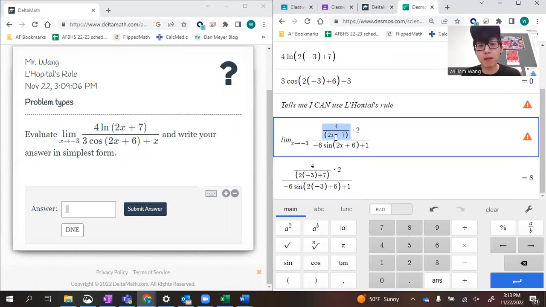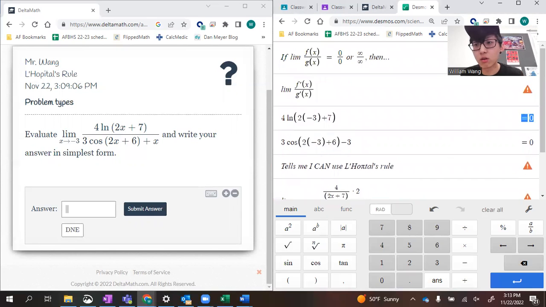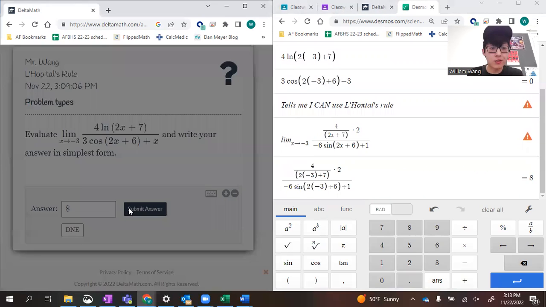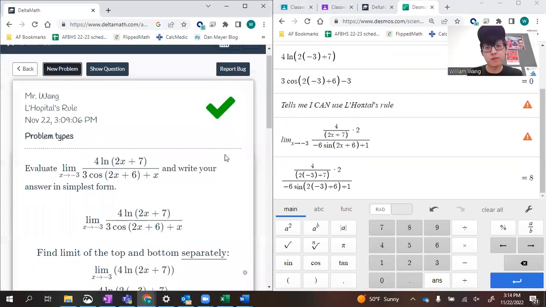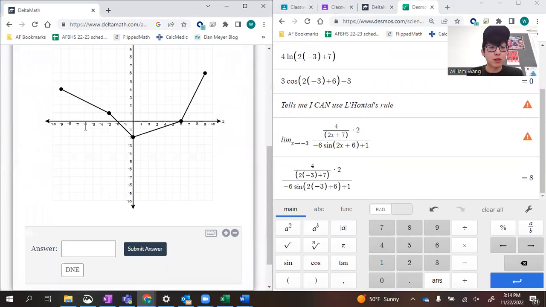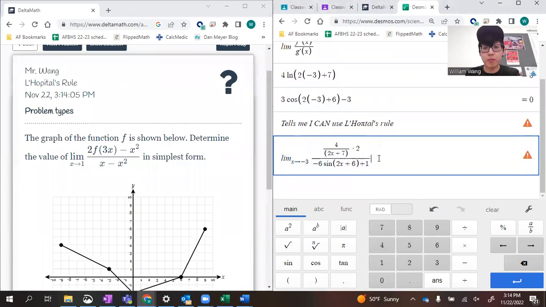Yeah, you could definitely manually do this yourself, but once I replug it in, I notice I'm not going to get 0 over 0 anymore. I get 8. So let's see, 8. Submit answer. Excellent, 8. Cool. Let's try a different sort of problem. Cool, they have ones with a graph. Let's take a look at the graph ones.